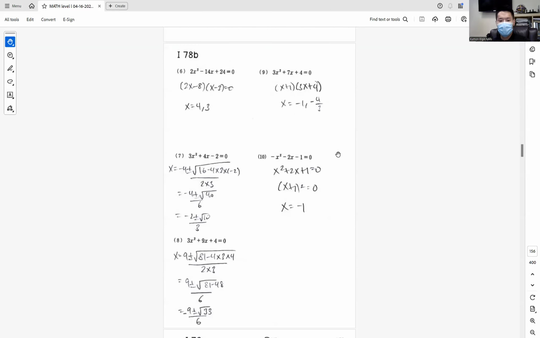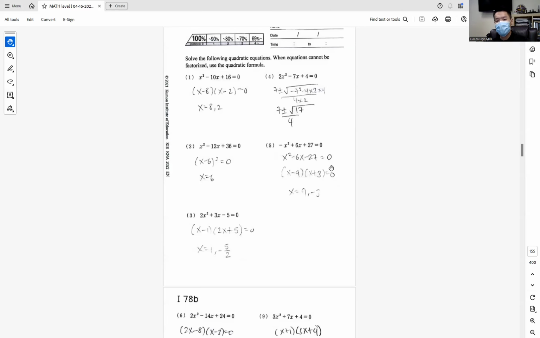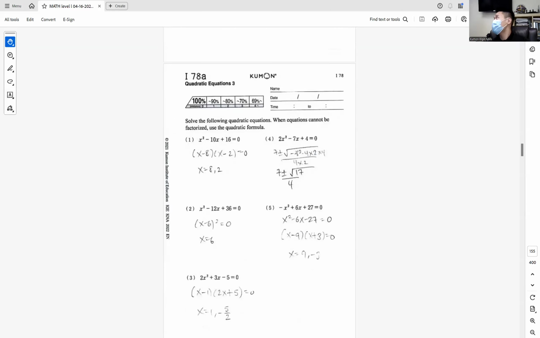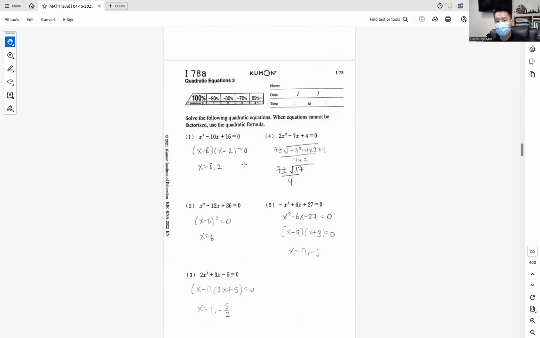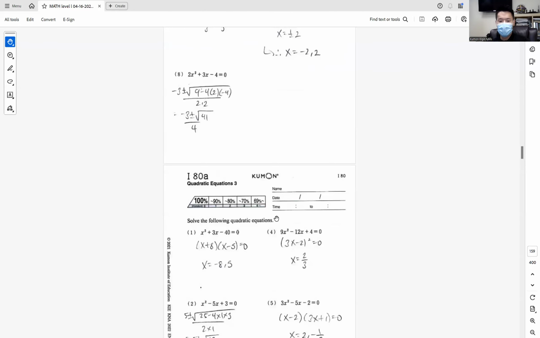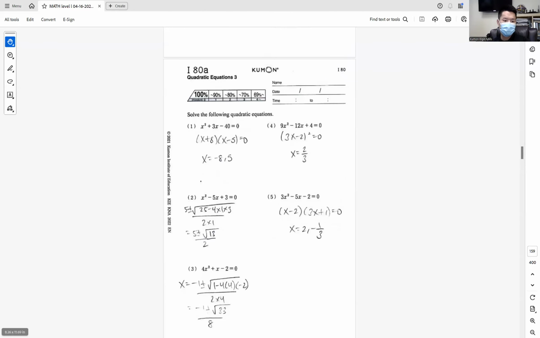Okay, anyway, let me see. For these pages, you can actually choose your method, whether you use factorization or quadratic formula. To me, always factorization. Unless I cannot factorize it, I will use the quadratic formula. So that basically summarizes it. Any questions? No. Okay, all right, so that should be it for today then.